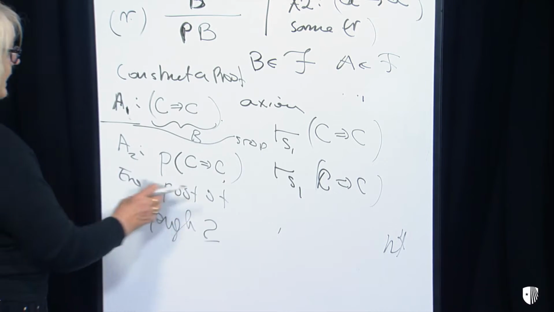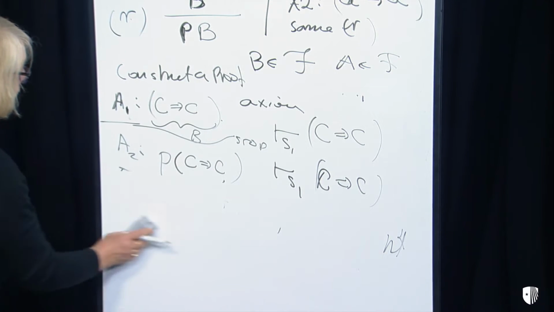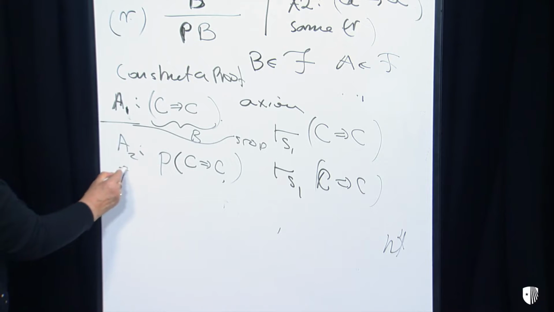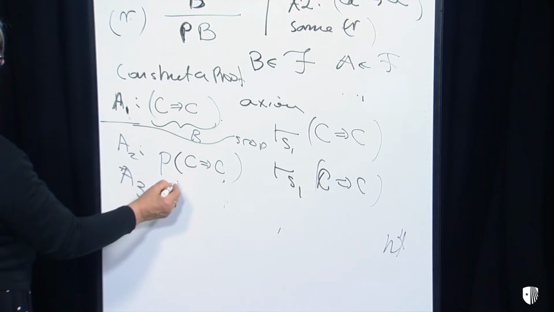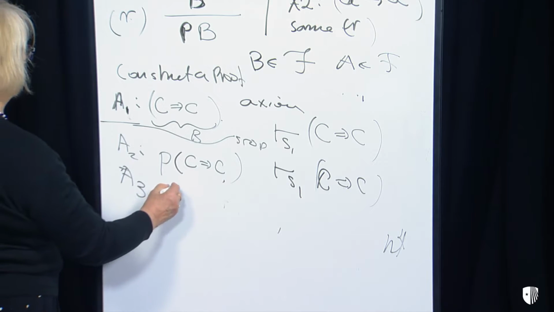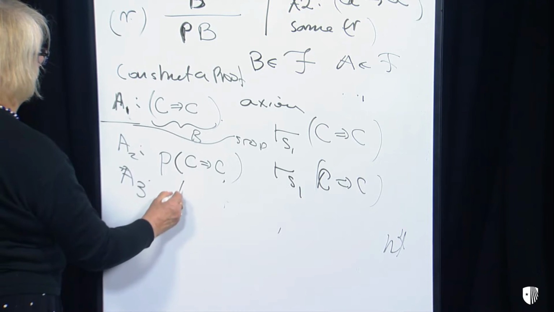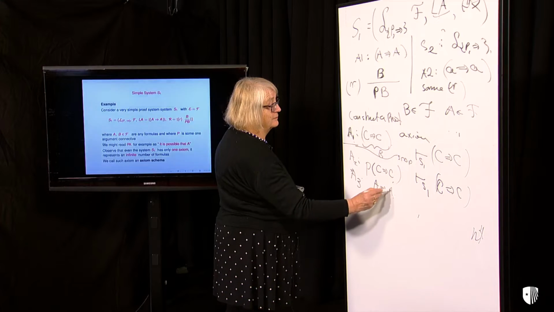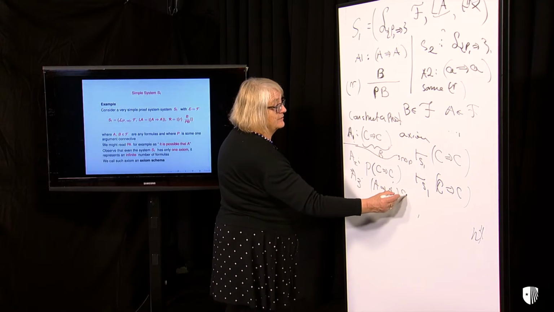But also, I can continue my proof. I can again, for example, write A3 in the proof. I can again put an axiom. So I put A implies A, and this is an axiom.